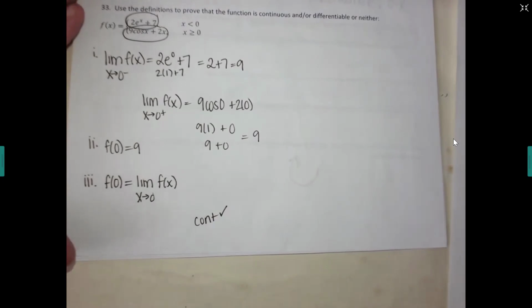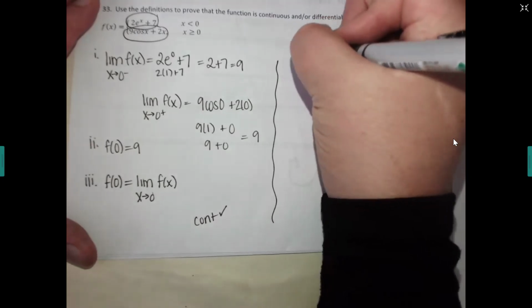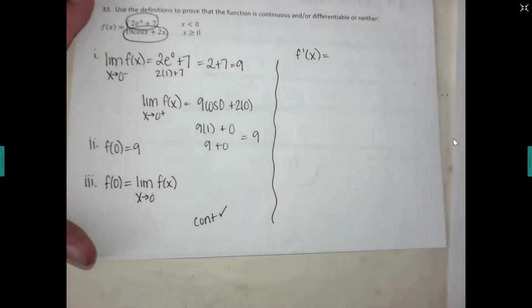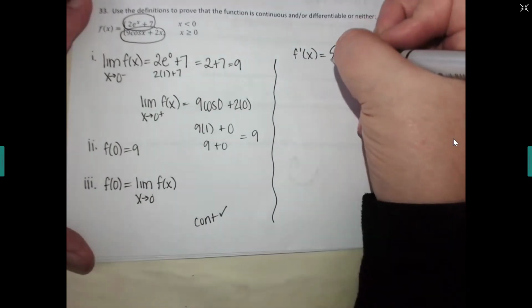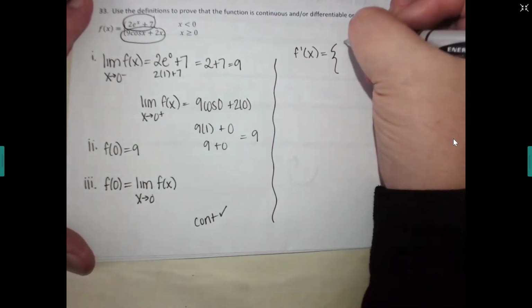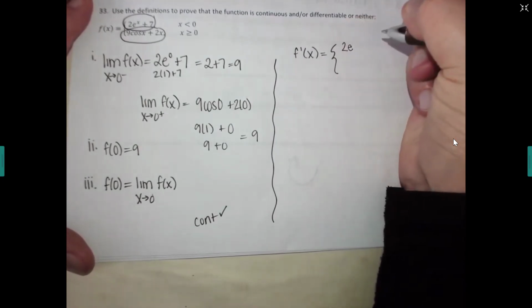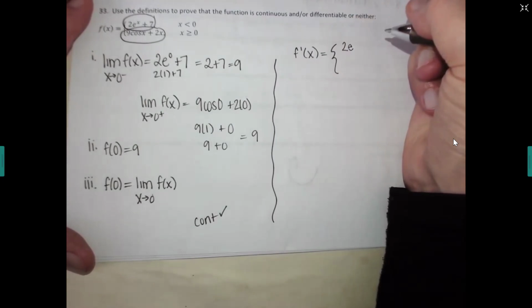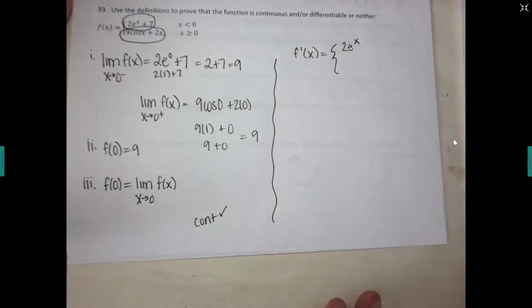Now, after it's continuous, that means it might be differentiable. So after it's continuous, I'm going to take the derivative, which is going to require me to take the derivative of both pieces. The top piece is a 2e to the x. What's the derivative? Ln goes to 1 over x. What's e to the x? E to the x again. Okay, but what's going to happen to the plus 7 when I take the derivative?